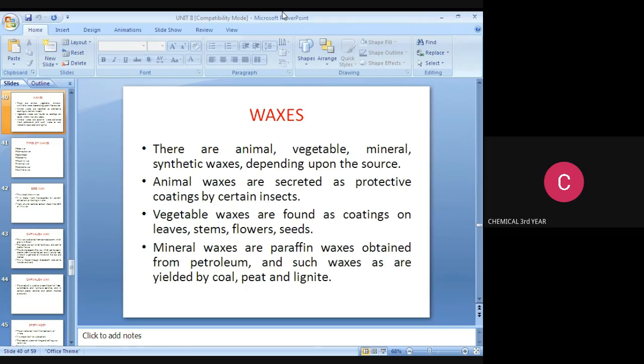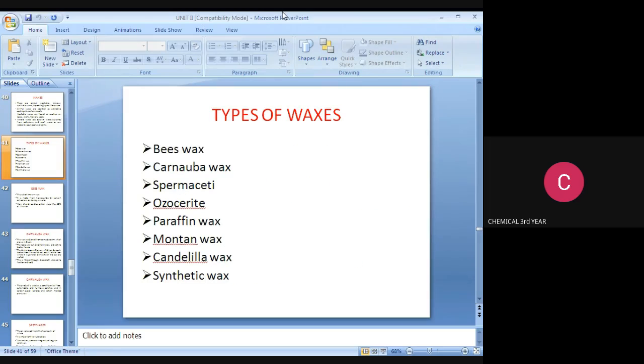Vegetable waxes are coatings on leaves, stems, flowers, and seeds. Mineral wax, paraffin wax, is obtained from petroleum and from coal, peat, and lignites. There are different types of waxes: beeswax, carnauba wax, spermaceti wax, ozocerite, paraffin wax, mountain wax, candelilla wax, and synthetic waxes.